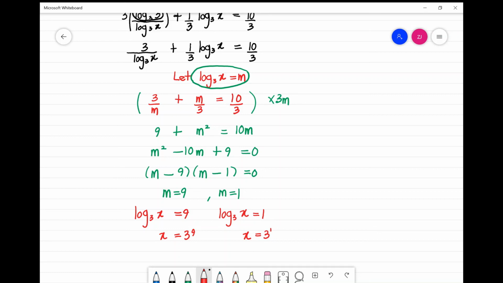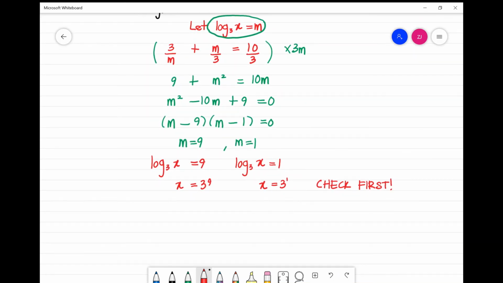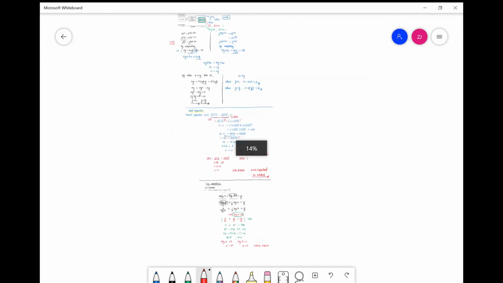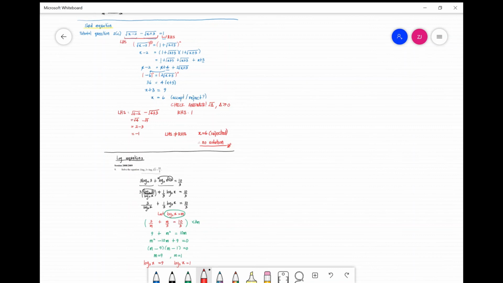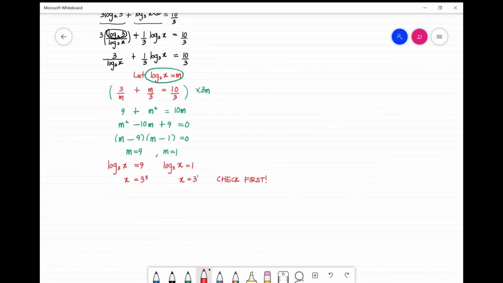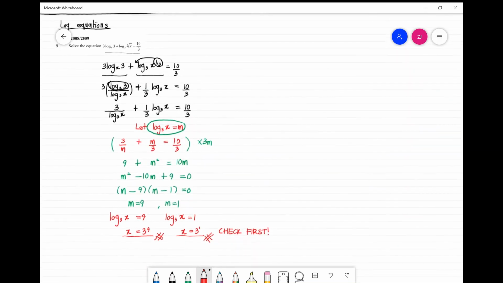Do we have to accept both answers? We need to check first. We substitute these two into the equation. If you substitute back, you will find that they satisfy the equation. After you check the answers and find that these two satisfy the equation, then we may accept both answers.